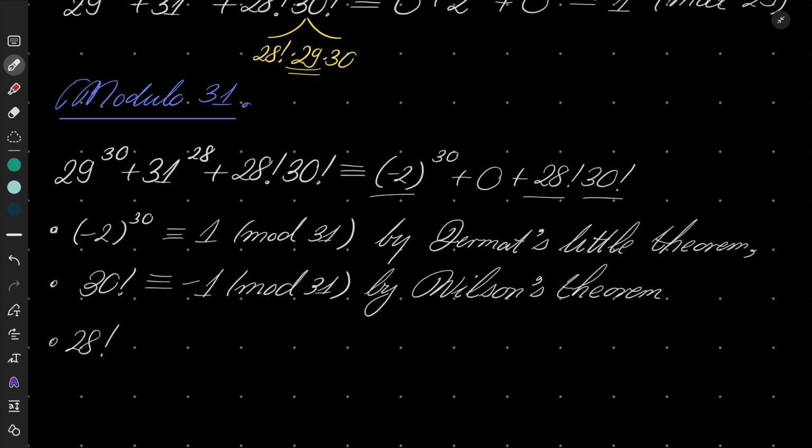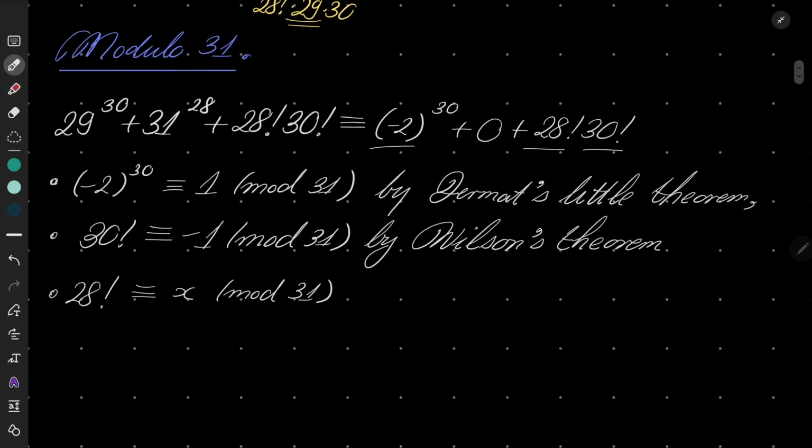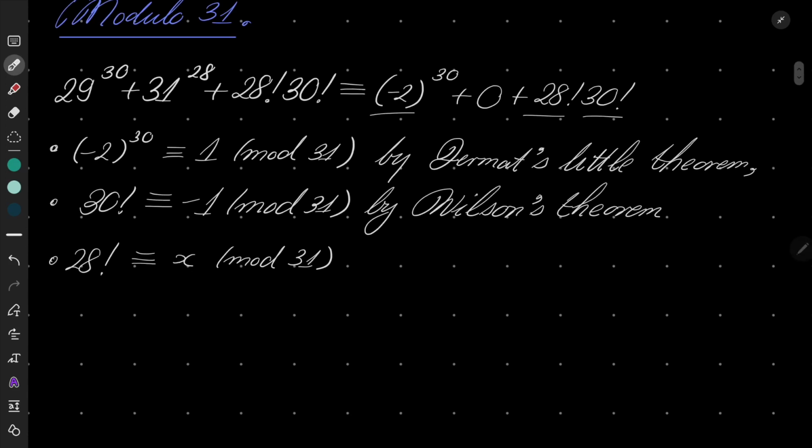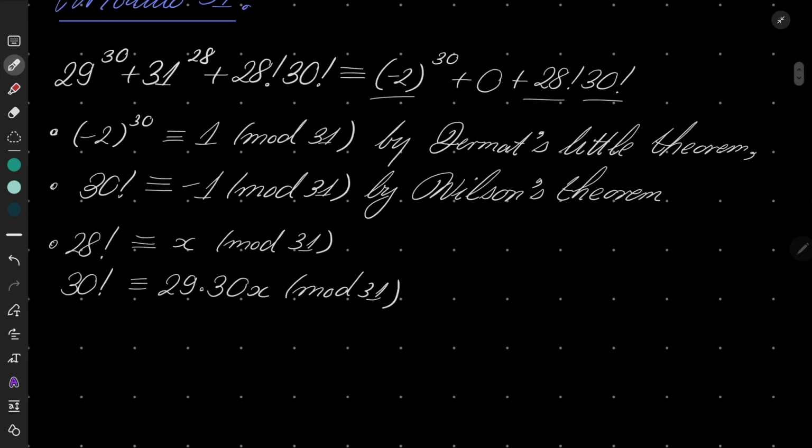Let's say that it is congruent to x modulo 31, and we can do a trick. We can multiply both sides of our congruence by 29 and by 30. We can do it because 29 and 30 are coprime with 31. So we get that 30 factorial is congruent to 29 times 30 times x modulo 31. And now we know that 30 factorial is congruent to minus 1, 29 is congruent to minus 2, and 30 is congruent to minus 1.